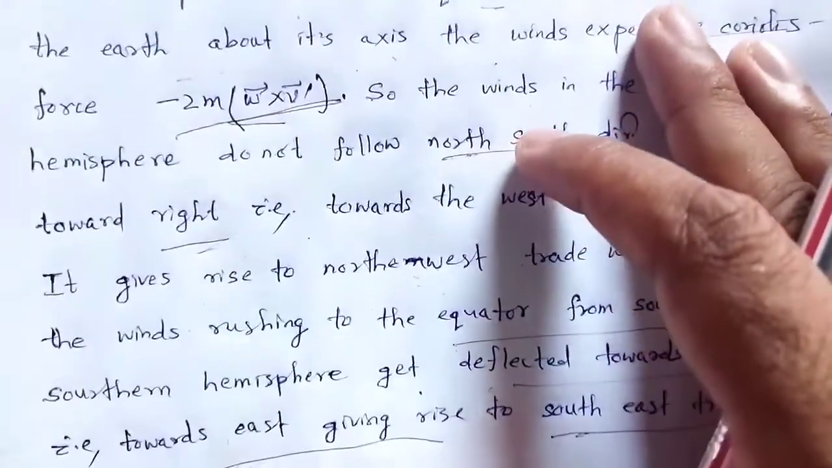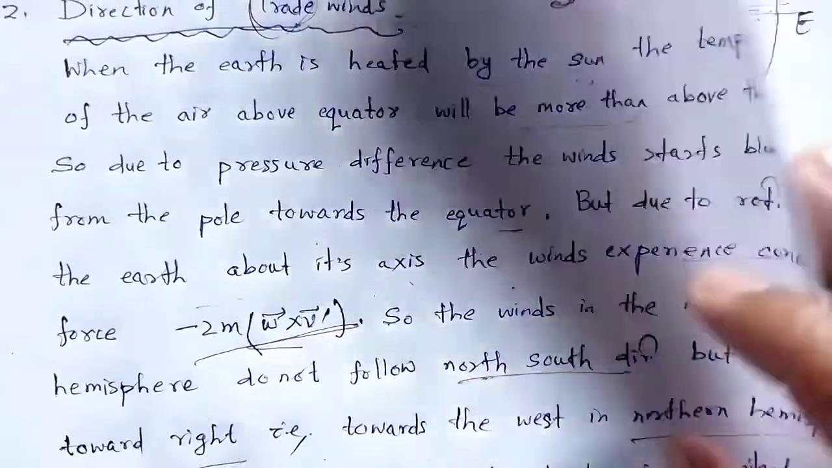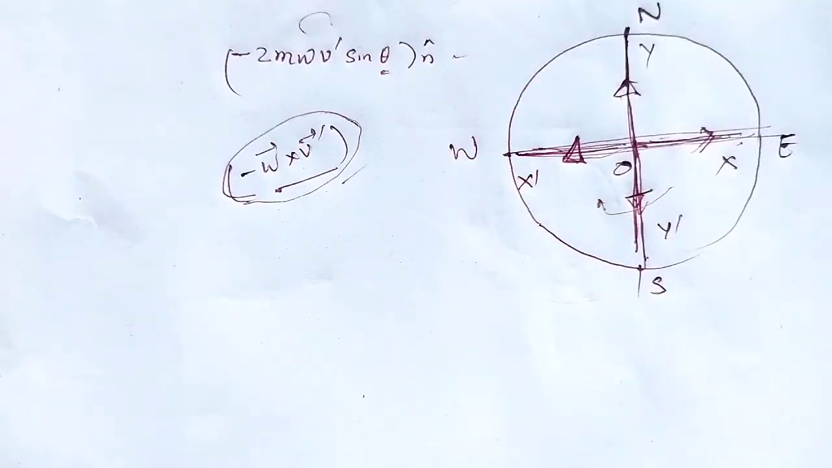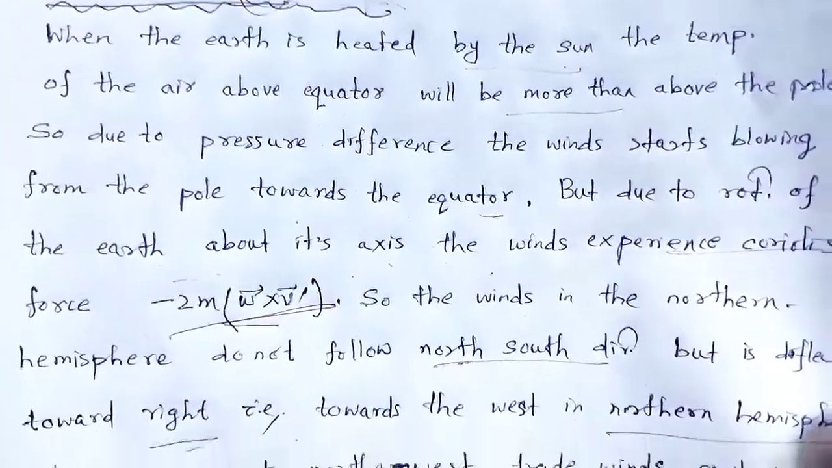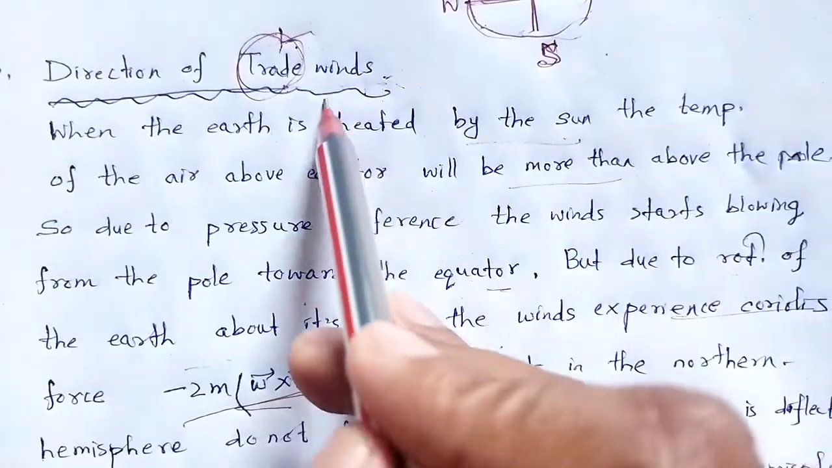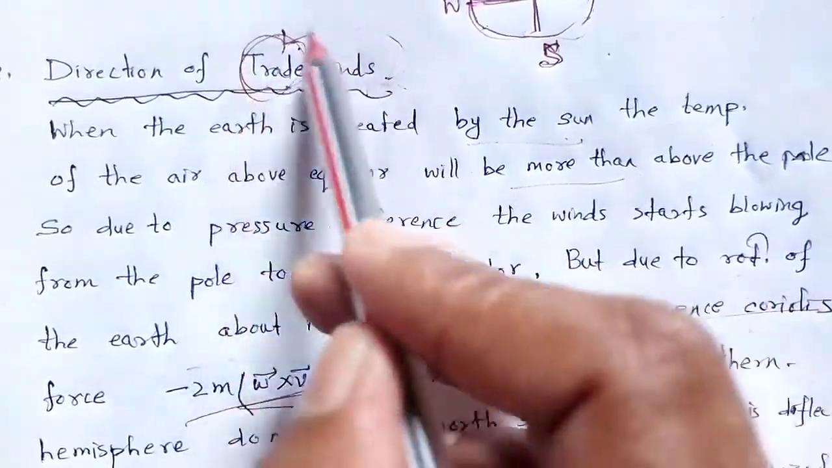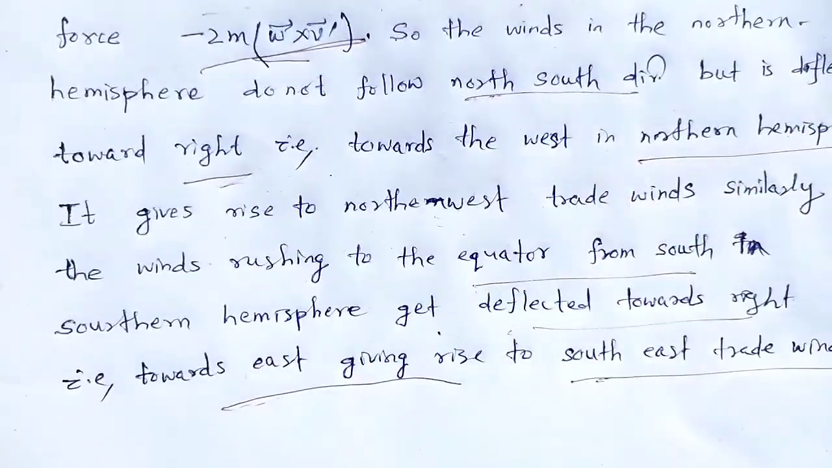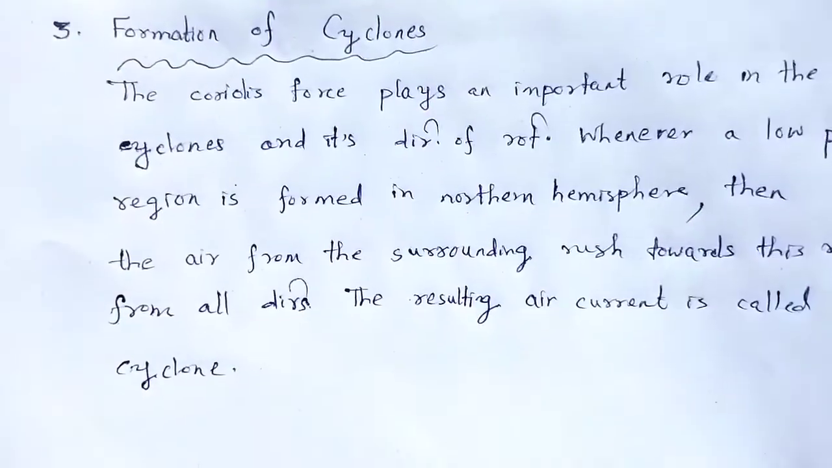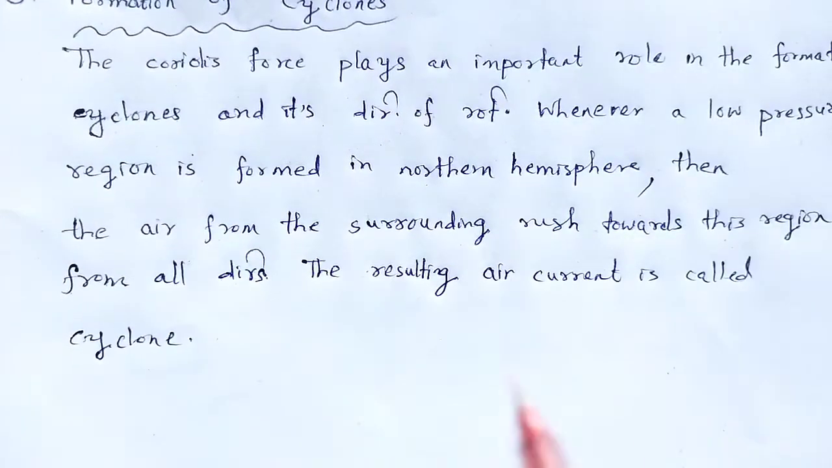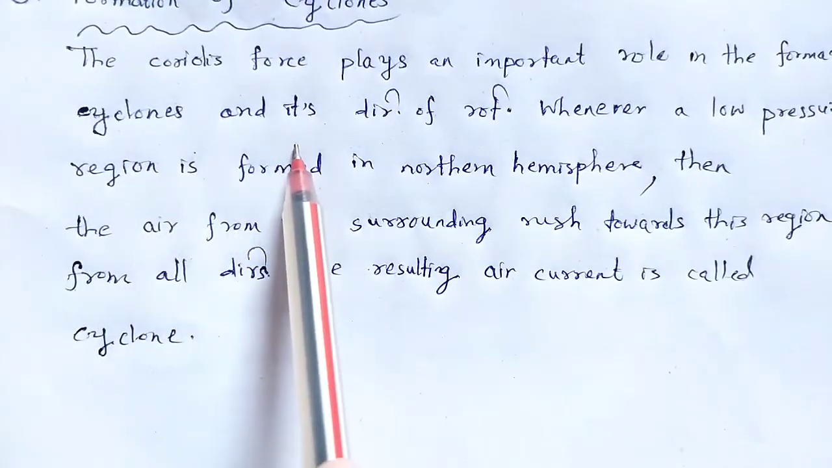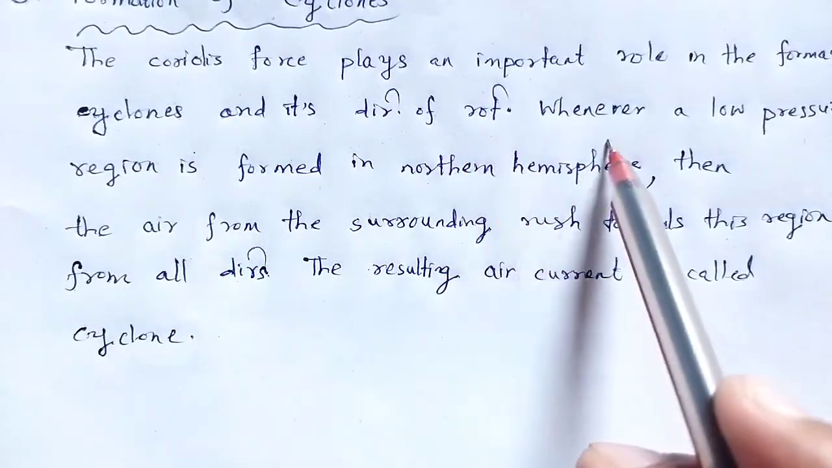As we discussed in earlier sections how the Coriolis force changes the direction, that is the basic example of how the direction of trade winds changes due to the Coriolis force effect. Again, the formation of cyclones. The Coriolis force plays an important role in the formation of cyclones and their direction of rotation.